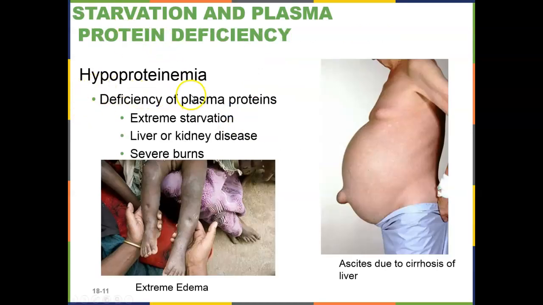And so here is what happens during starvation or protein deficiency, or because of the liver not functioning properly. If you don't have enough proteins in your diet, then you're not going to be able to produce those plasma proteins. You have to have amino acids to be able to produce new proteins. So if you don't have amino acids, then you're not going to be able to produce proteins properly. And so starvation can lead to a deficiency in plasma proteins, and that leads to extreme edema.